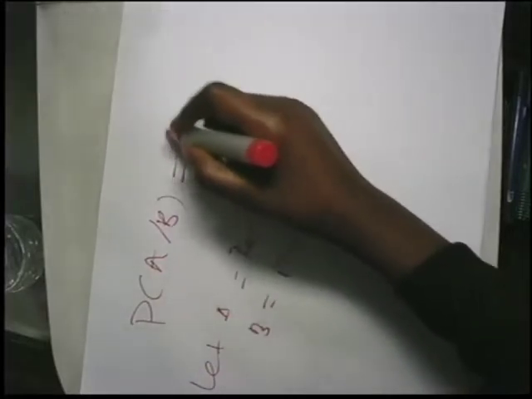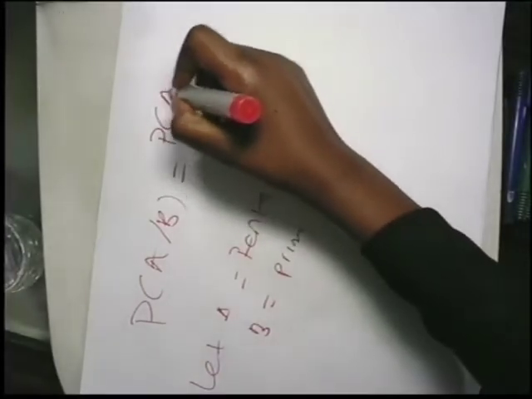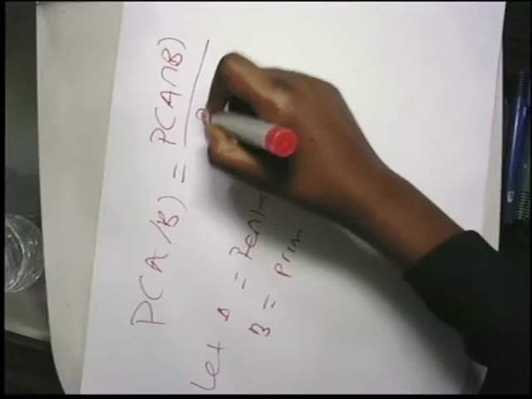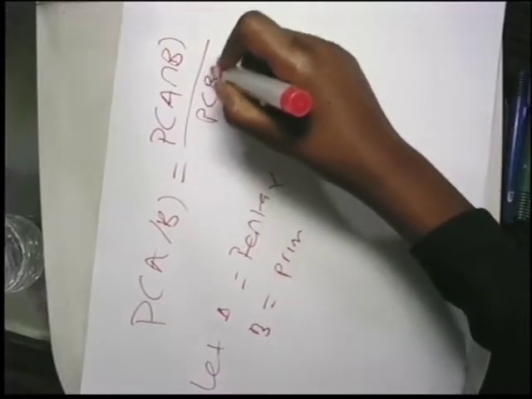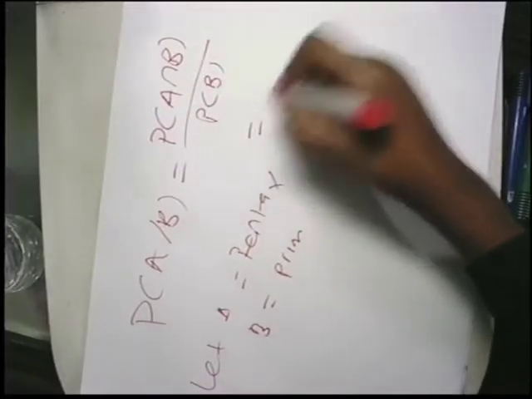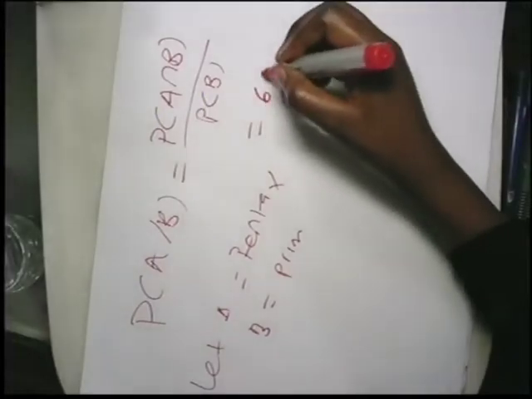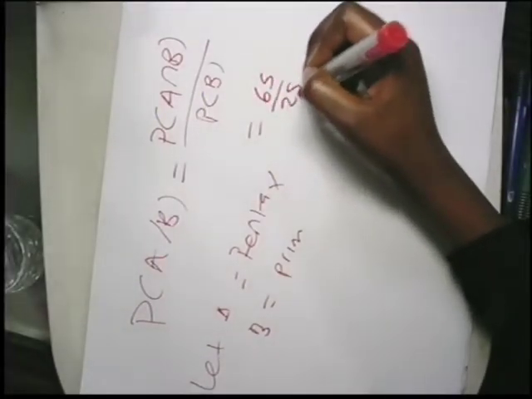This one, we say probability of A and B divided by the probability of B. That's how we do it. Okay? The intersection of A and B. A is what? A is Pentax. And B is what? B is personnel. So the intersection is there. Okay? That is what? It is 65 out of 280.